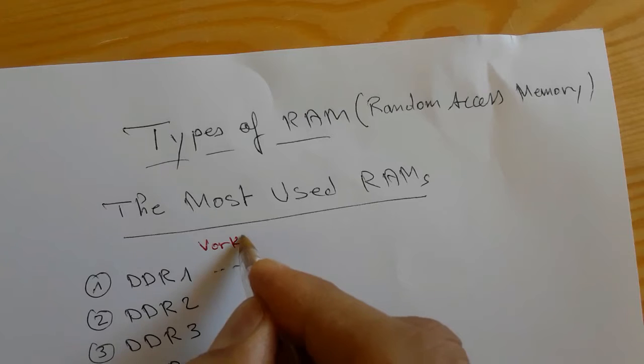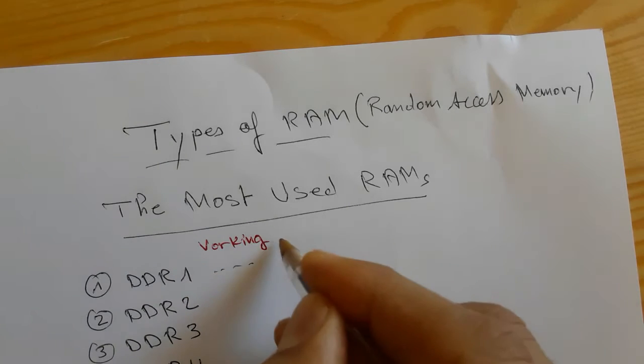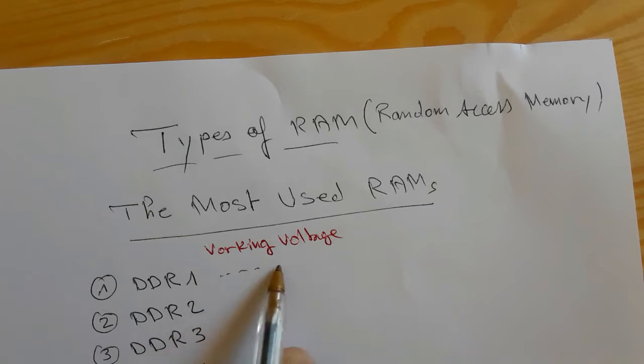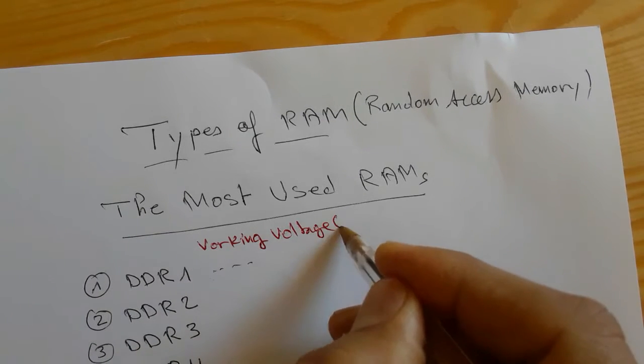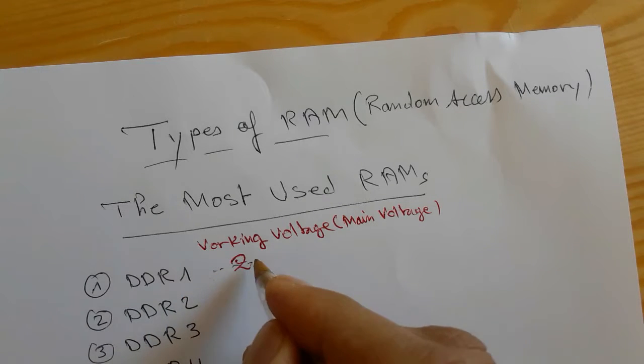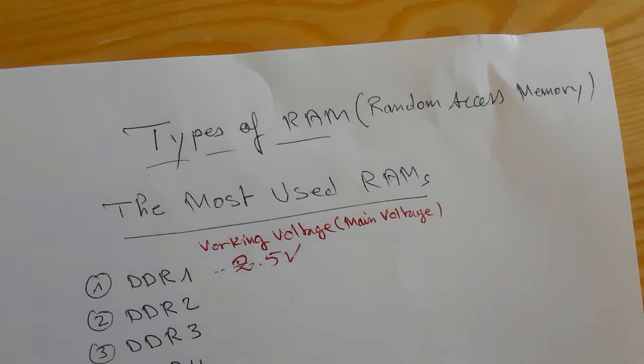So there is two kinds of voltage for every RAM. The working voltage or the main voltage, okay? And the second voltage is the VTT or the voltage for terminal. But now let's see the main voltage.